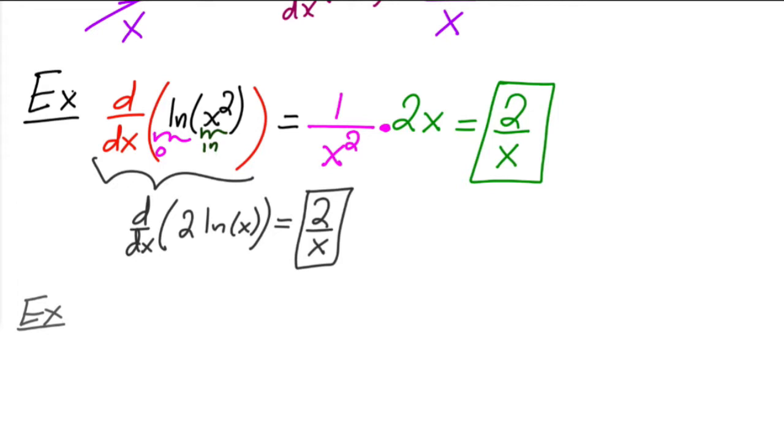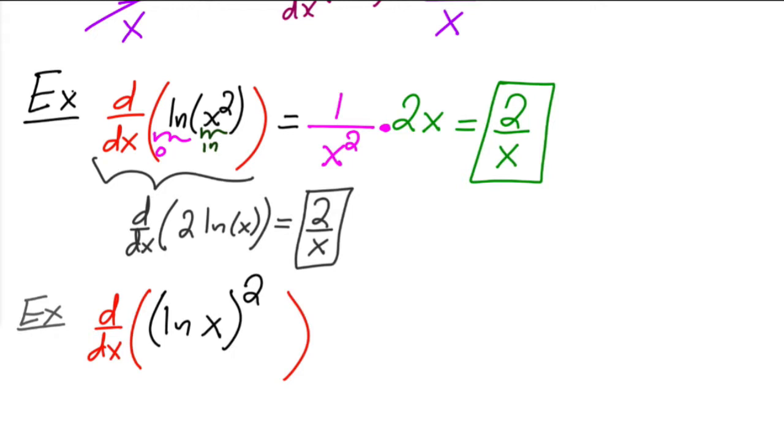How about, let's say we've got the derivative of, this time, natural log of x, the entire thing all squared. Now notice this one is different from the last one because here you're squaring the entire natural log function. This is also a chain rule situation, but this time the outside is the squared and the inside is the natural log of x.